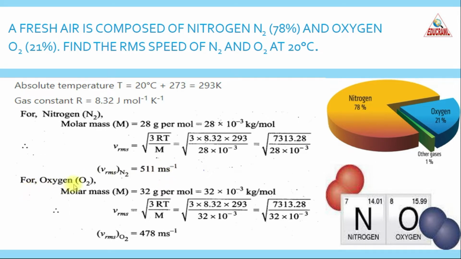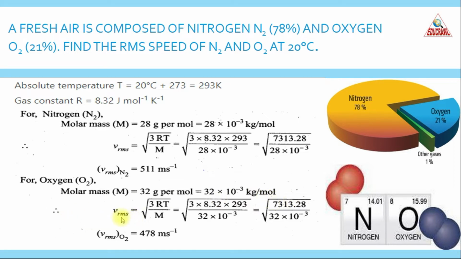Now we have to calculate for oxygen. First we will calculate the molar mass of oxygen. The atomic mass is 16. It has 2 atoms. So 16 into 2 is equal to 32. So the molar mass of oxygen is 32 gram per mole. This also we have to convert into kilogram. So the molar mass is 32 into 10 power minus 3 kilogram per mole.